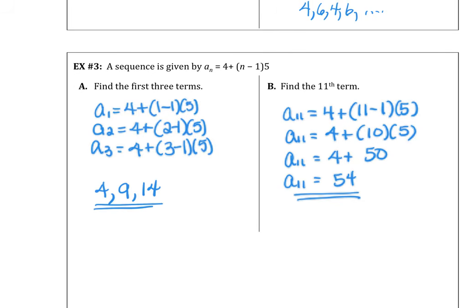For part A, we got 4, 9, and 14 for the first, second, and third term. And for the 11th term in part B, we substituted 11 in for the variable n, and then 50 plus 4 gives us 54 for the 11th term in that sequence.